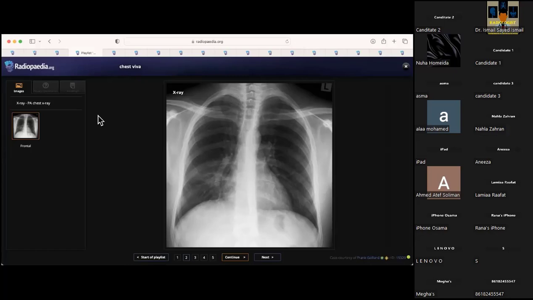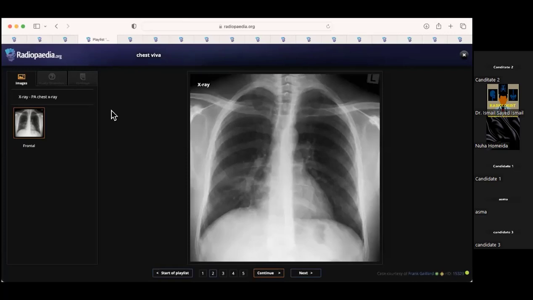So what's your diagnosis? What are your differentials? Yeah, I will also put sequestration on top of my differential diagnosis, especially if the patient has repeated chest infections. Okay, so you've correctly picked it up.